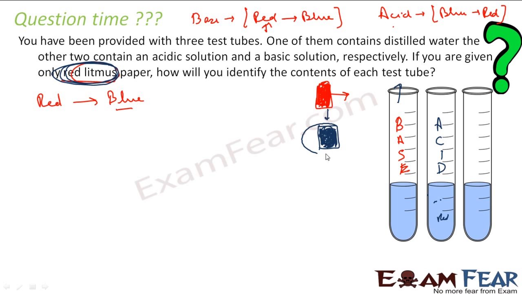Now since I have blue, blue will convert to red only in case of acid. So we'll dip this in both one by one, and we'll find that the one which converts it into red litmus paper is my acidic solution. So I found that here I got converted into red, this is the acid, and the last remaining is the base.